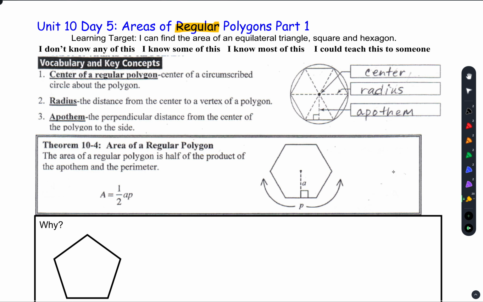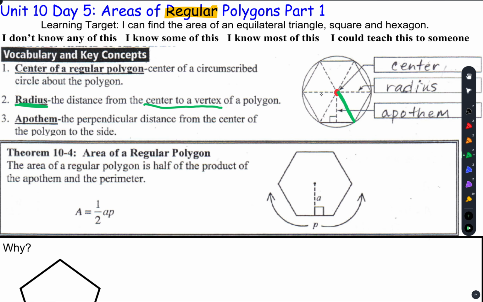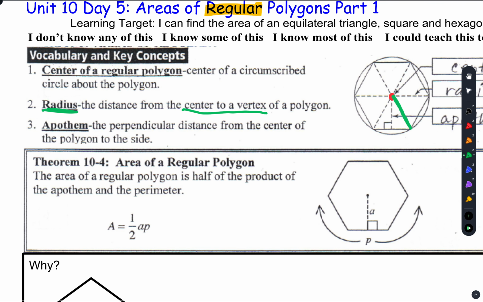So for vocab, really the vocab isn't too crazy. We need to know about the center, which obviously is the center spot of your polygon. We need to know the radius. Specifically, the radius goes from the center to a vertex. So I'm going to draw a line from a center to a corner, and that is our radius. And then here's our new vocab word.